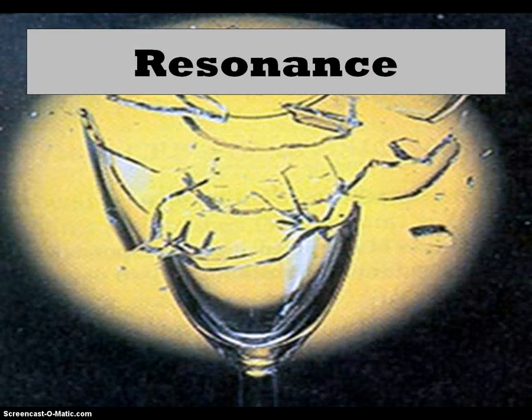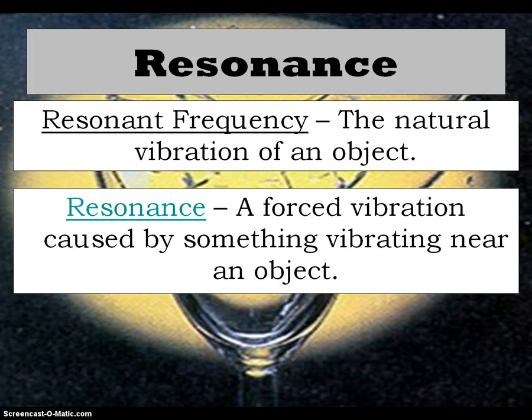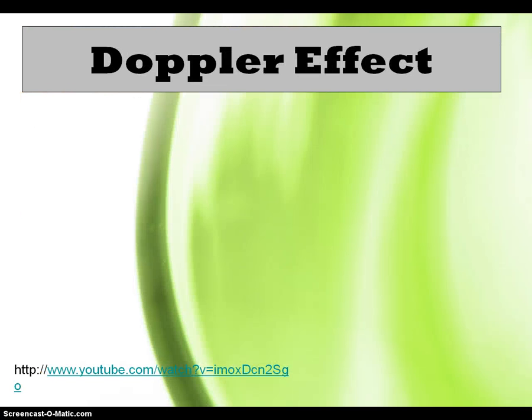But another example of resonance that you might be a little bit more familiar with is the idea of an opera singer shattering a crystal glass. So the crystal particles or the glass particles are vibrating at some frequency, and when the opera singer hits a note of the same frequency, then the amplitude of the particles increases, causing the glass to shatter. So this is another example of resonance. So resonance, the definition, is a forced vibration that causes something to vibrate near an object, okay? And it's all based on the resonant frequency.